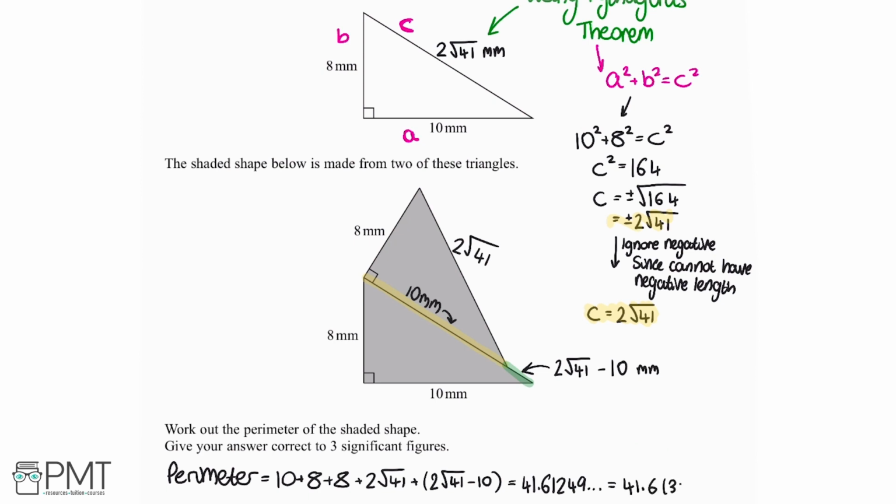41.6. 3 significant figures. We get our first mark for realising we need to use Pythagoras and getting the value of c squared. We got our second mark for then getting the value of c. We got our fourth mark down here for working out the perimeter. And the fifth and final mark if we get it correct to 3 significant figures.